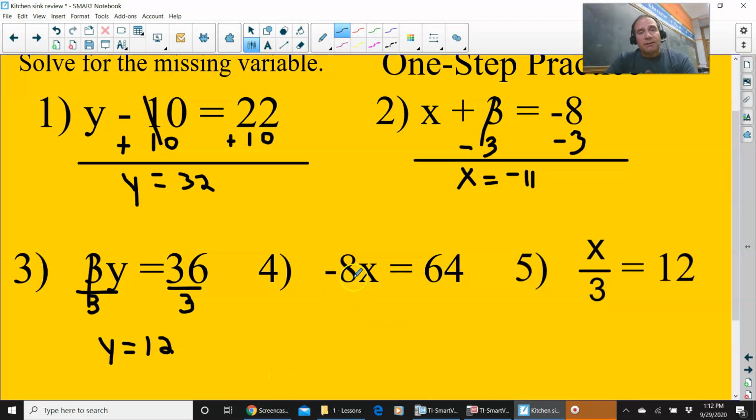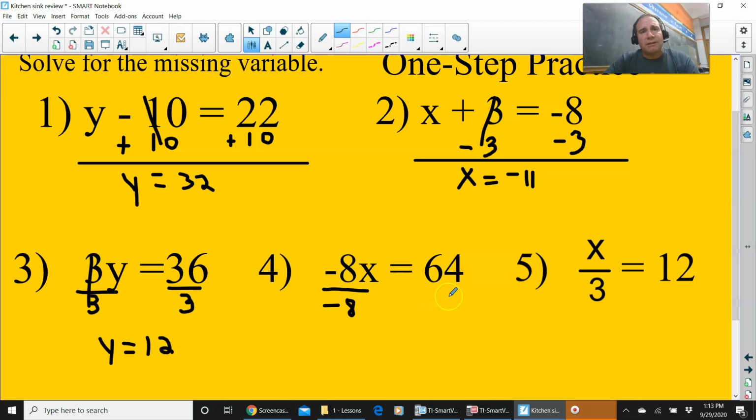Number 4, you have negative 8x equals 64. Remember, your eyes are over here on that left-hand side. What is attached to the x, and how is it attached? So that negative 8 is attached to that x by multiplication. What is the opposite of multiplication? Division. So that's why you divide by negative 8, whatever the number is. You do not change the sign.